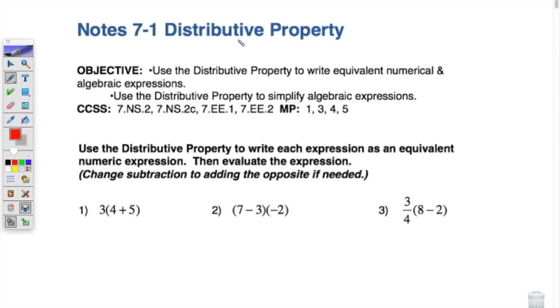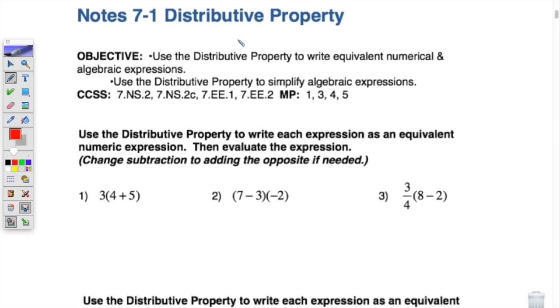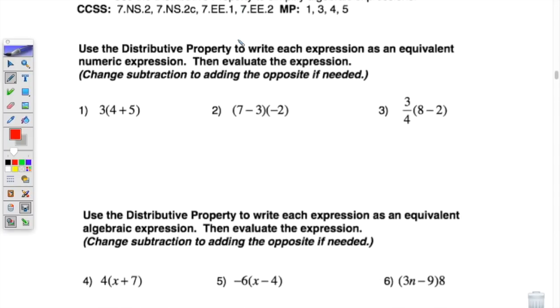Our notes are on the distributive property. We're going to use the distributive property to write equivalent numerical and algebraic expressions, and we're going to use the distributive property to simplify algebraic expressions. The Common Core state standards and the mathematical practices are listed. We're going to use the distributive property to write each expression as an equivalent numeric expression, then evaluate the expression. We're going to change subtraction to add the opposite if needed.